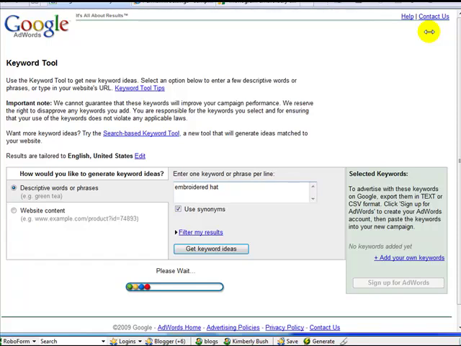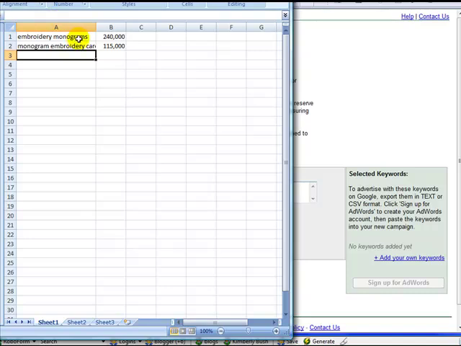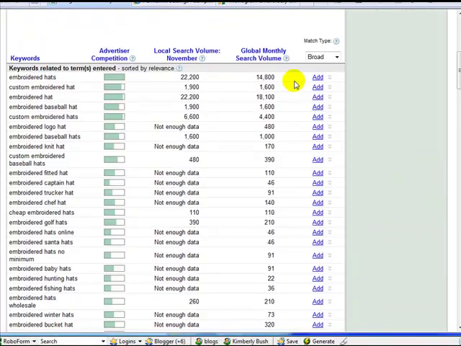Based on the words that I looked up, and I didn't really get too deep, it looked like the whole monogram thing wasn't working out for me because it was a lot of competition, and frankly, monogram embroidery card is not searched for a lot, and yet it has a good amount of competition. So if I was selling them, I'd probably have a page on them. But let's see how we do with these hats here. Okay, so embroidered hats. 15,000 people searching for that a month. However, I think that it's going to be pretty competitive to rank for embroidered hats.